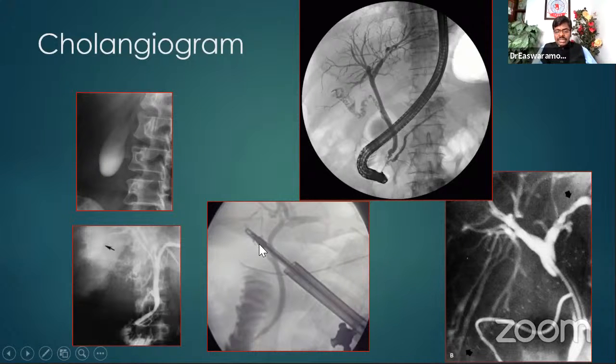clearly delineated, cystic duct is delineated, common bile duct is clearly delineated before we complete the procedure. This is called intraoperative cholangiogram. So when you see instruments coming like this, and with one instrument going to this area of cystic duct, that is an intraoperative cholangiogram.